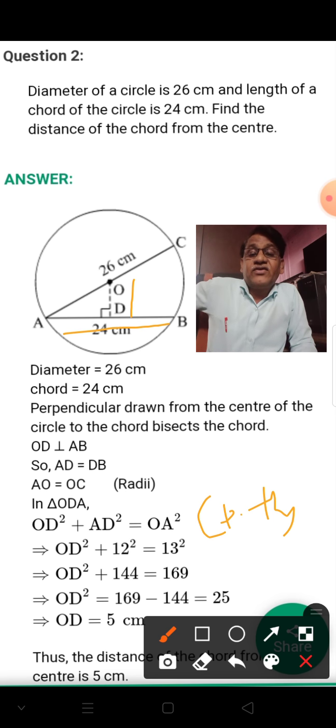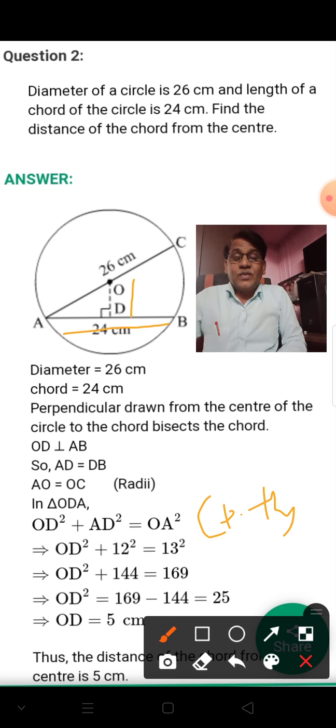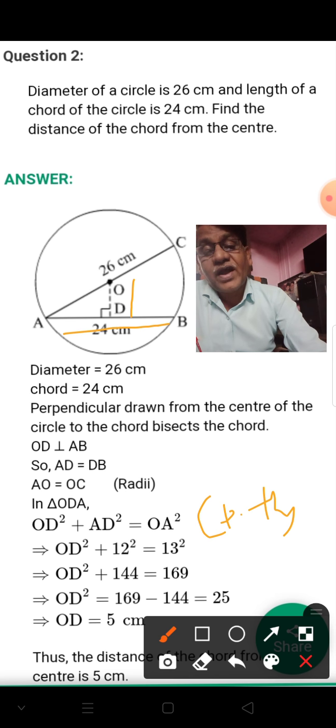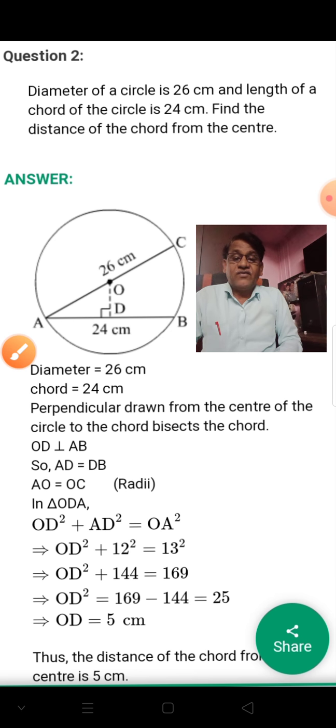Now OD square plus 12 square. AD is 12, half of the chord. So therefore OD square plus 12 square is equal to 13 square. OD square plus 144 is equal to 169. So OD square is equal to 169 minus 144, which is 25. It means OD is equal to 5, when we take the square root of 25. Now OD is the distance of the chord from the center. So thus the distance of the chord from the center is 5 centimeter.